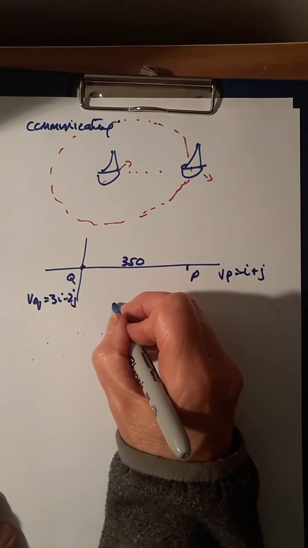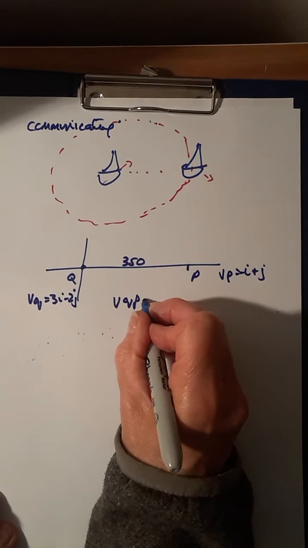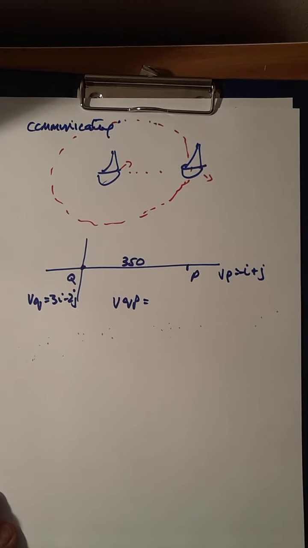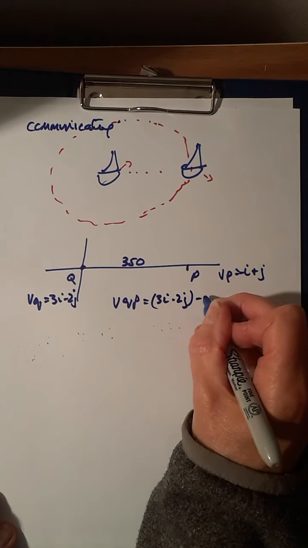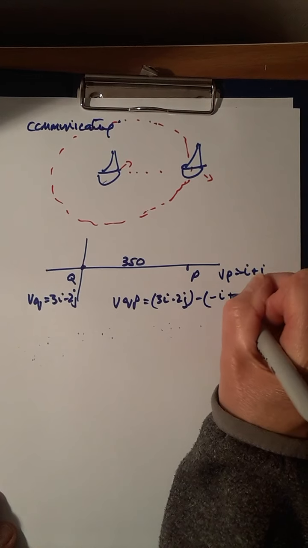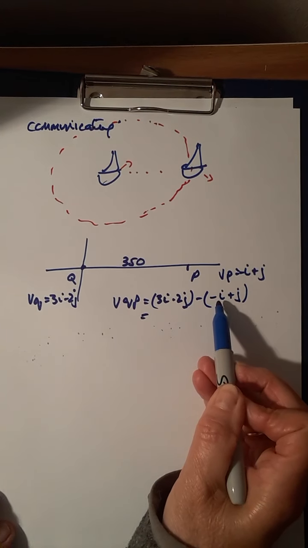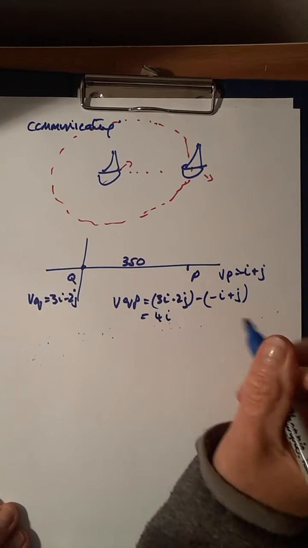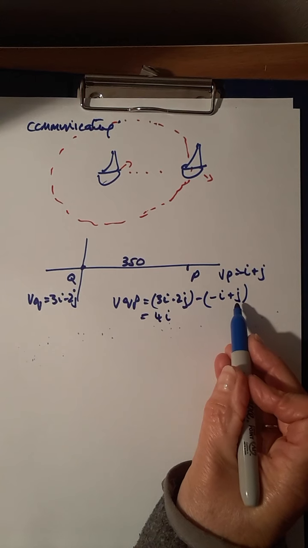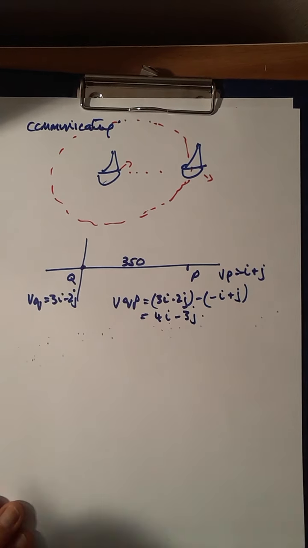Okay, I've got to find the velocity of Q relative to P. We'll do that first. That's the relative velocity. So this will be 3i minus 2j minus (minus i plus j), and I'll put them in brackets so that I don't make a mistake with the signs. So 3i minus minus i will become, of course, 4i. And minus 2j minus plus 1j will give me minus 3j. So that's the velocity of Q relative to P.